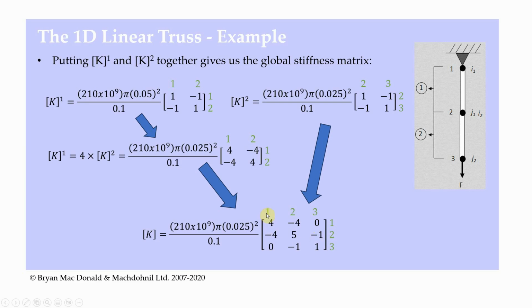I look for column 1, row 3. It doesn't exist in either element. Column 2, row 3 only comes from element number 2, which is minus 1. And column 3, row 3 doesn't exist in element number 1, but it's a 1 from element number 2. So that's what I've done here: I've put this matrix and this matrix together to give me the global stiffness matrix. Notice that that's K1, that's K2, and this is just K, because this is the global stiffness matrix for the problem.